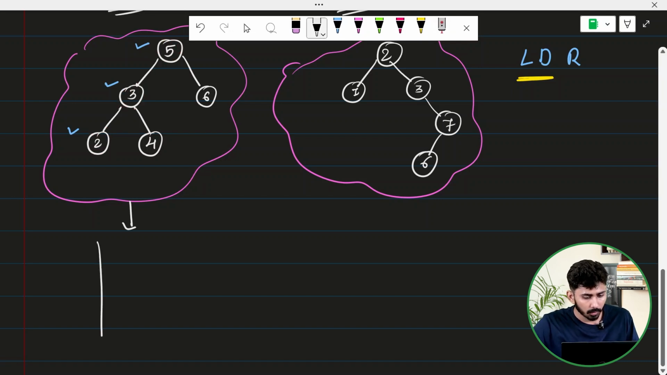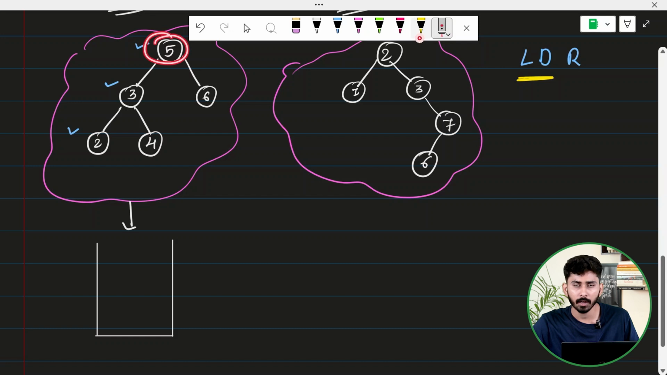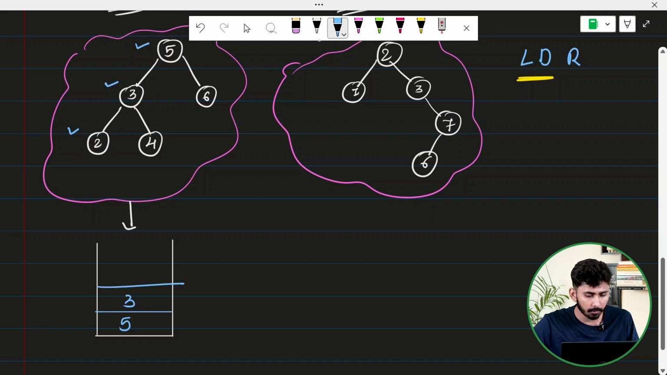So what I will do, I will create a stack data structure, and inside this stack data structure, I will insert all the elements that are part of the left subtree and their root nodes. Okay, so I can see if this is my entire subtree, I can see 5, 3 and 2. So first of all 5 will be inserted, then I will be inserting 3, and then I will be inserting 2.